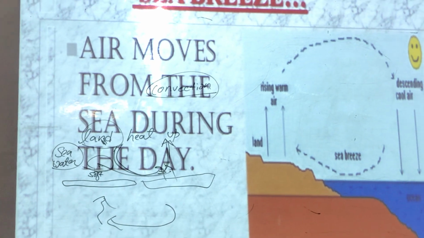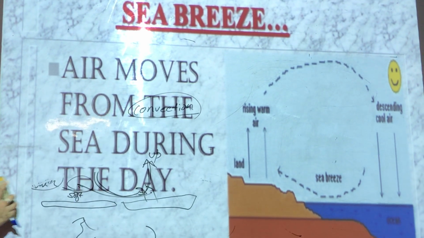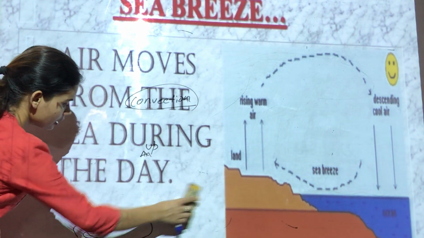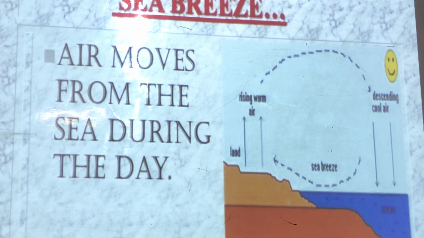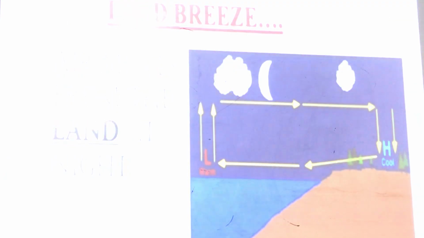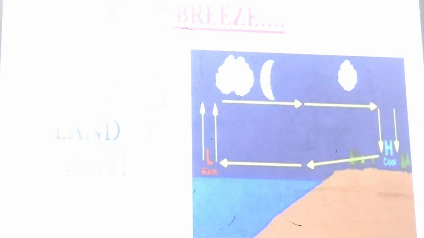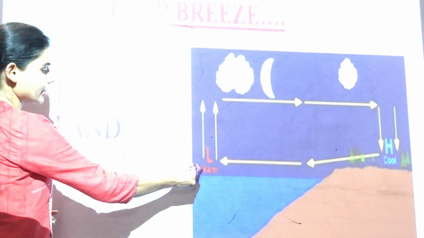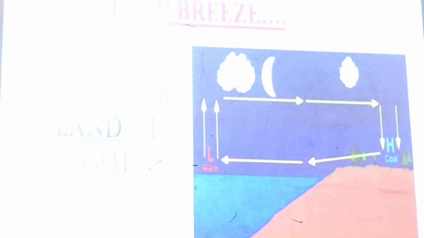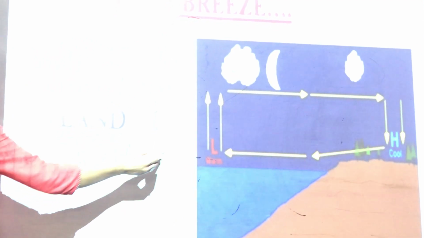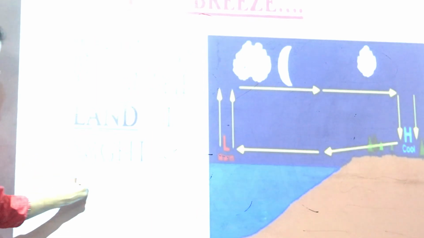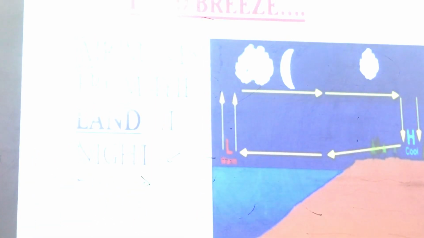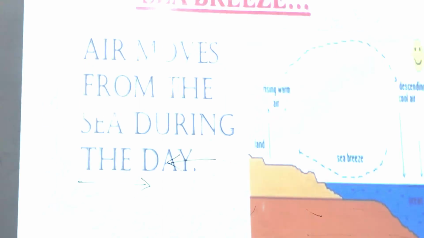Now the air moves from the sea towards the land during the day. This is called sea breeze. Air moves from the land towards the sea at night. This is called land breeze. In the day the air from the sea moves towards the land, and this is called sea breeze.